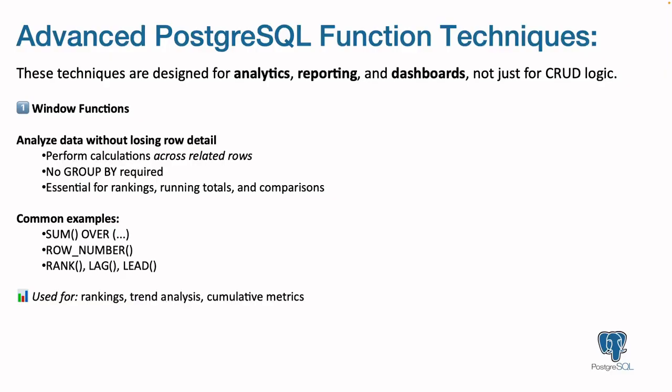You can rank rows, calculate running totals, or compare a row to the previous or next row, all in a single query. In reporting and dashboards, this is how we answer questions like, where does this order rank? Or how does today compare to yesterday? Instead of running multiple queries or doing this logic in application code, we let Postgres do it directly.